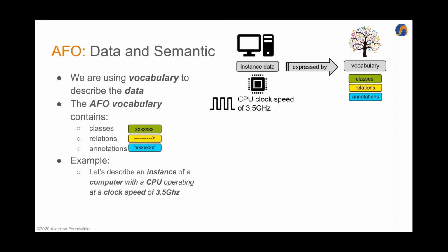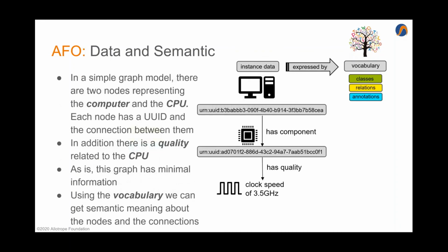We will model an instance of a computer with a CPU operating at a clock speed of 3.5 gig. So in a simple graph model, there are two nodes represented here, the computer and the CPU. Each node has its own universally unique identifier and a connection between them. In addition, we have a quality, a dependent continuum, related to the CPU. As you see, this is a minimal graph with some information, but using the vocabulary, we can get semantics about the node and the connection.